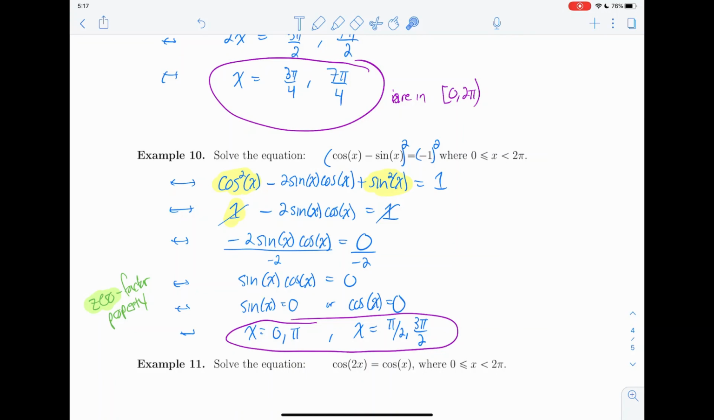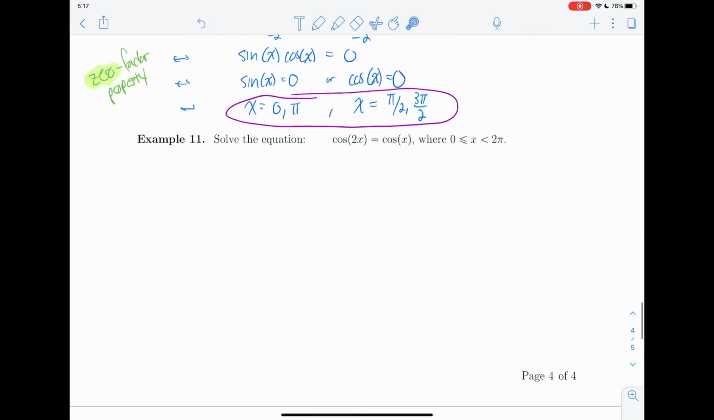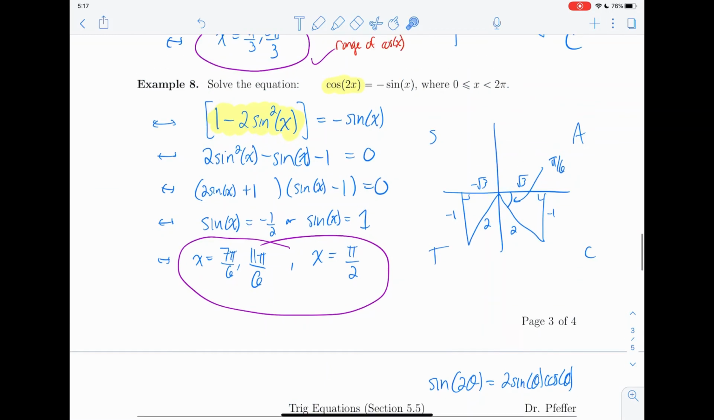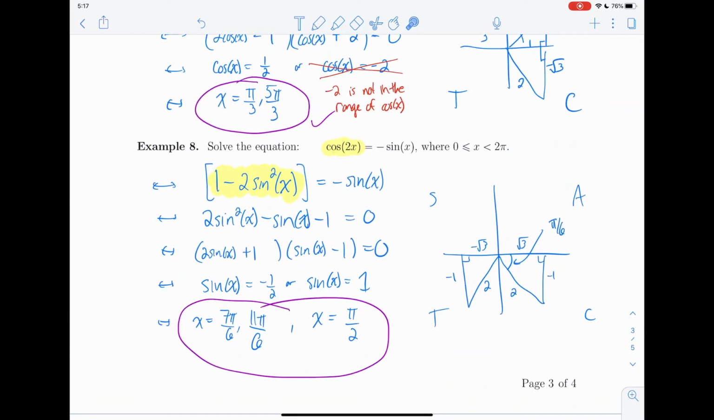The last example we're going to encounter is cosine of 2x equals cosine of x. This question should be reminiscent of an earlier problem. Remember on the previous page, we had cosine 2x equals negative sine. So, borrowing from our experience, we swapped cosine 2x for 1 minus 2 sine squared of x. But remember, we made that as a choice. Cosine 2x as a double angle formula has 3 different formulations, and we chose the one here that gave us sine functions.